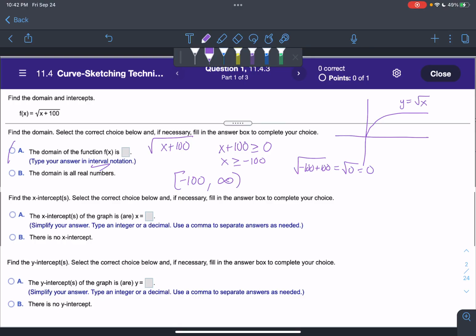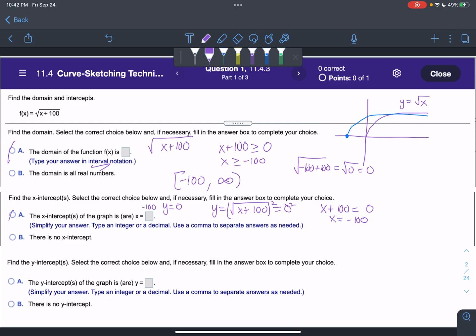All right, x-intercepts on the graph. So let's say here we're shifted to the left 100 units, so maybe something like this. We want to know, where does it hit the x-axis? This occurs when my y is equal to 0. So my y is equal to my function f of x, and where is this equal to 0? I can square both sides to undo that square root and get x plus 100 is equal to 0, or x is equal to negative 100. All right.